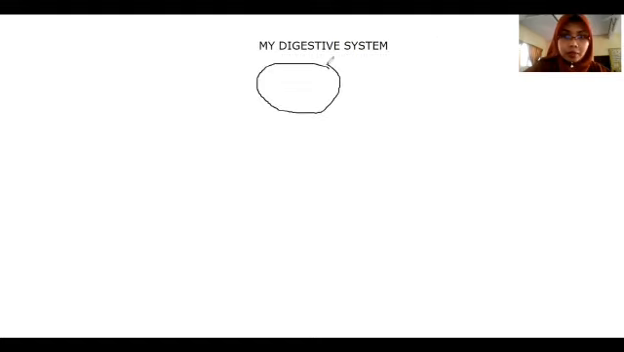Now please take out a piece of paper. We want to draw the structure of our human digestive system. Please write down: my digestive system. So let us draw. You just draw a stick man, like this, very simple.